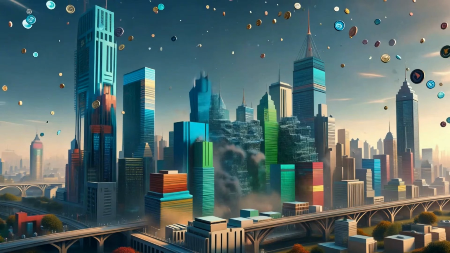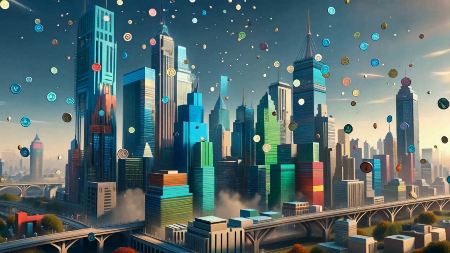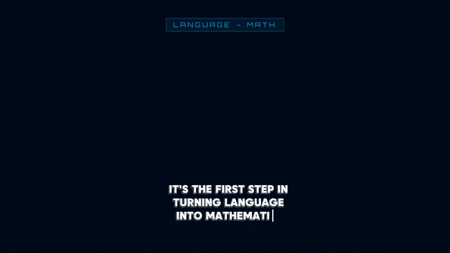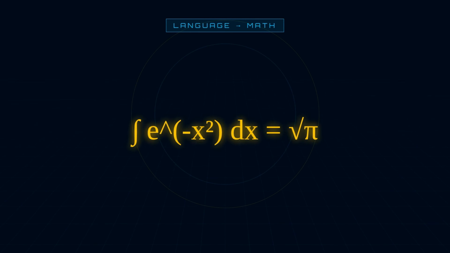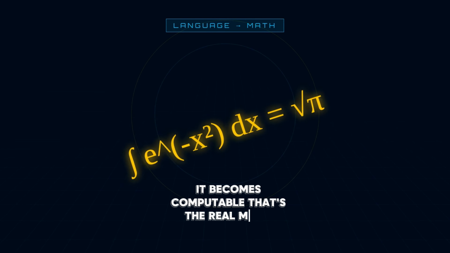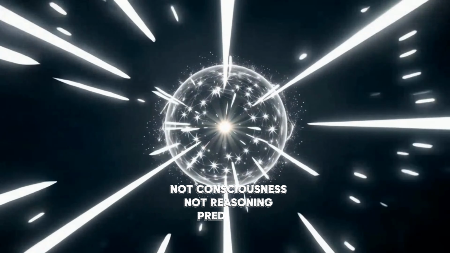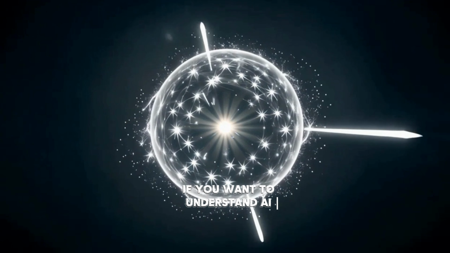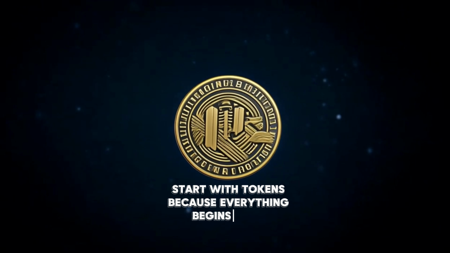Tokenization is simple, but without it, modern AI wouldn't exist. It's the first step in turning language into mathematics. And once language becomes numbers, it becomes computable. That's the real magic, not consciousness, not reasoning, prediction. If you want to understand AI deeply, start with tokens because everything begins there.